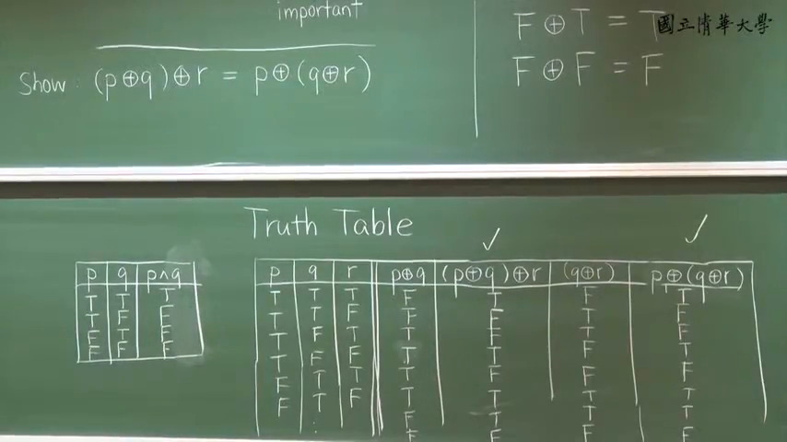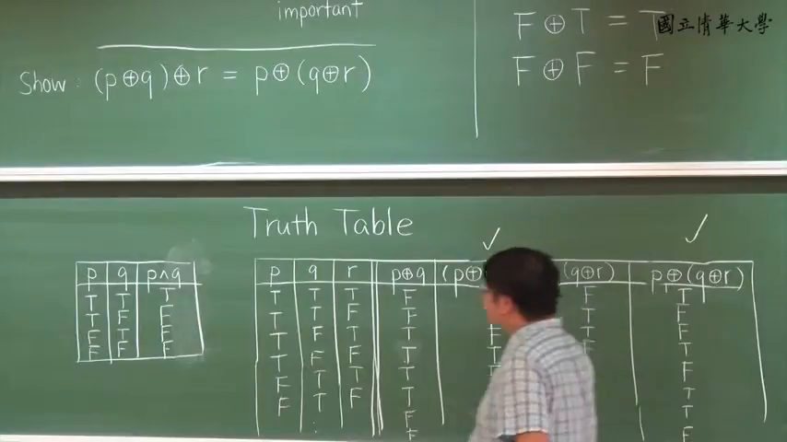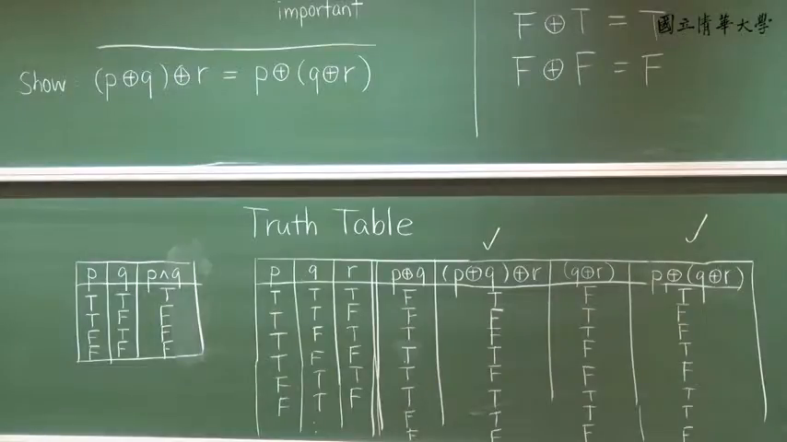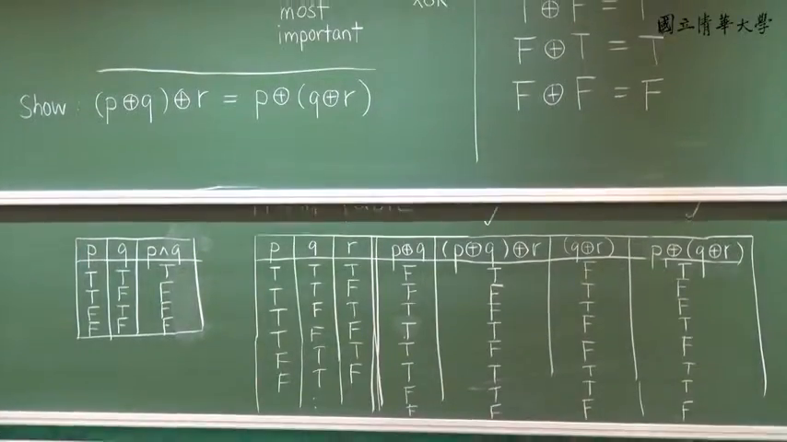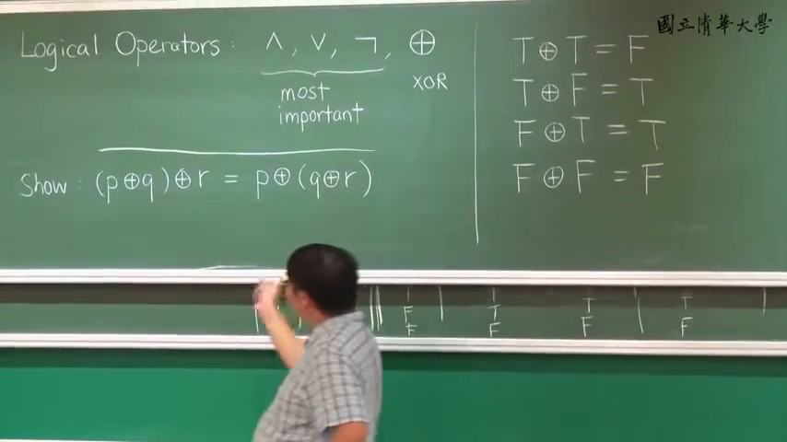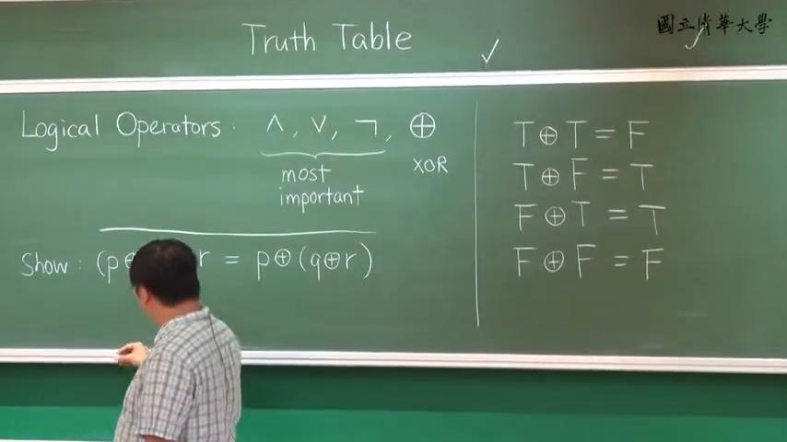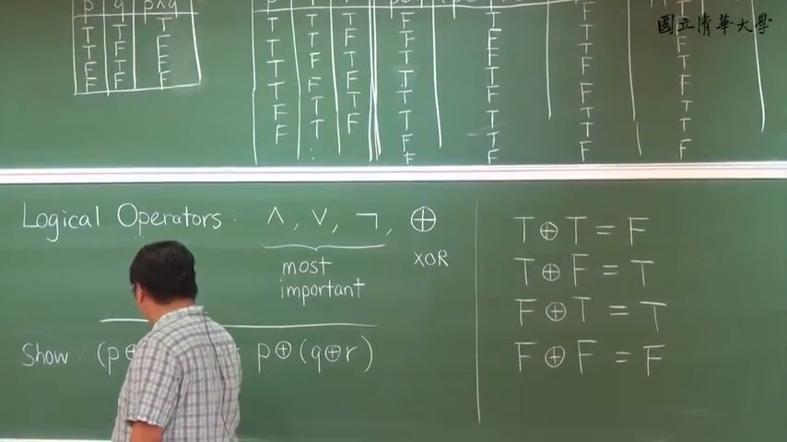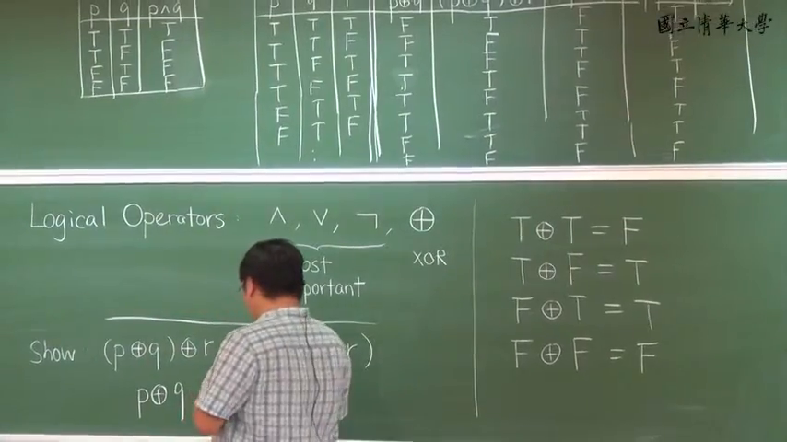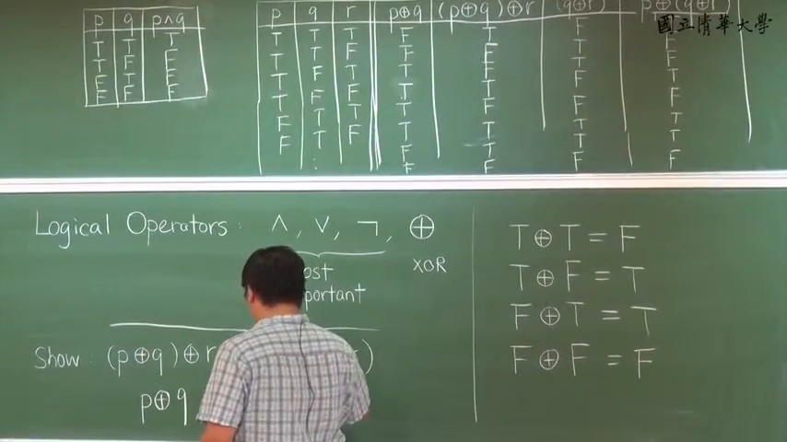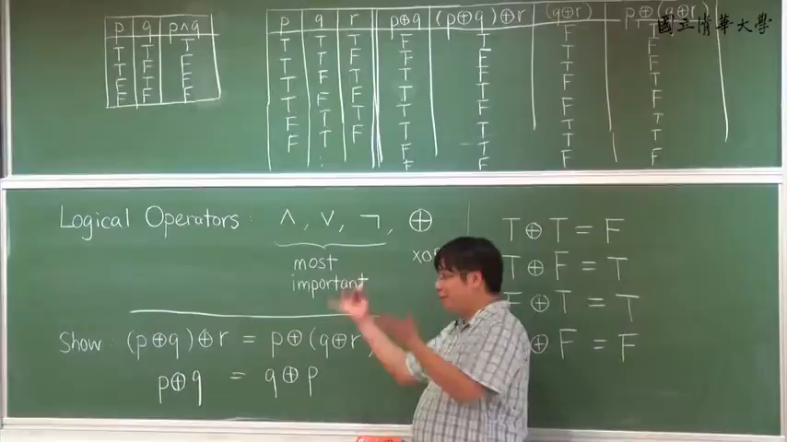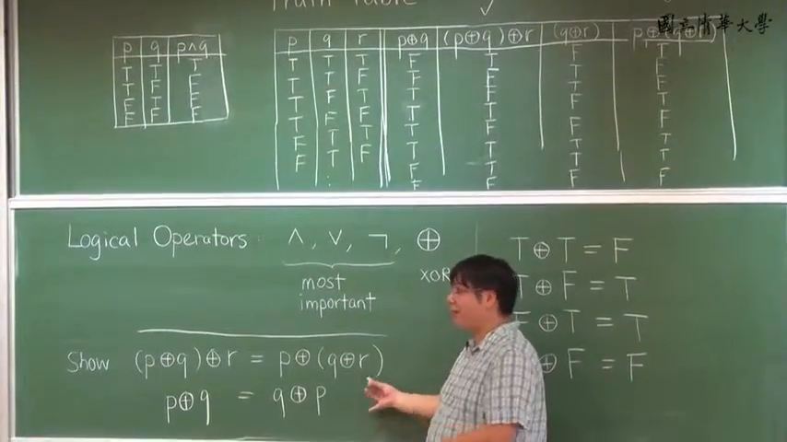So if you look at it, there is another result that you can say. Apart from this one, you can also prove something like this: P exclusive OR Q is equal to Q exclusive OR P. Okay. How do we prove that? You draw a truth table and they agree. Yes, this is the simplest way.